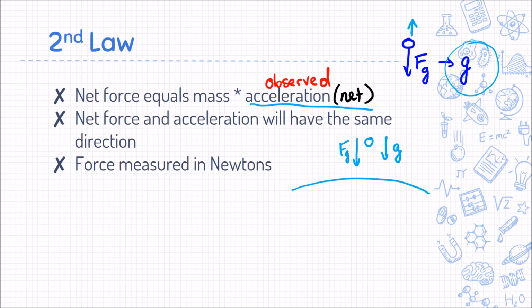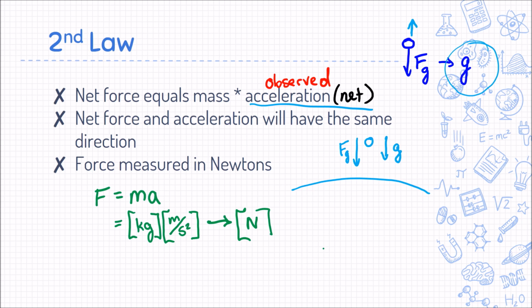The next thing we need to mention is that force will be measured in a unit we call a Newton, after Isaac Newton. So force is going to be a kind of combined unit, a unit that we make up of several other units. Mass has a unit of kilograms, and acceleration has a unit of meters per second squared. But because that combination comes up so often, scientists have decided that we should call that unit a Newton.